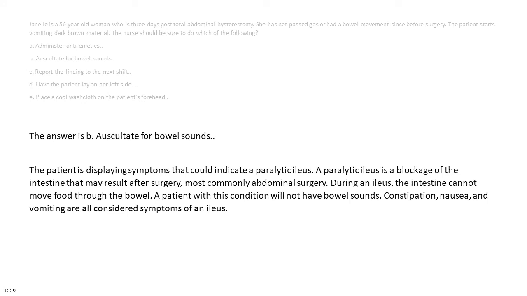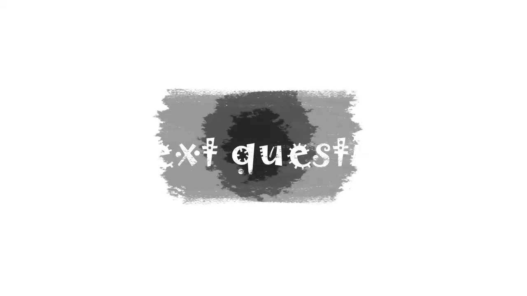The patient is displaying symptoms that could indicate a paralytic ileus. A paralytic ileus is a blockage of the intestine that may result after surgery, most commonly abdominal surgery. During an ileus, the intestine cannot move food through the bowel. A patient with this condition will not have bowel sounds. Constipation, nausea, and vomiting are all considered symptoms of an ileus.